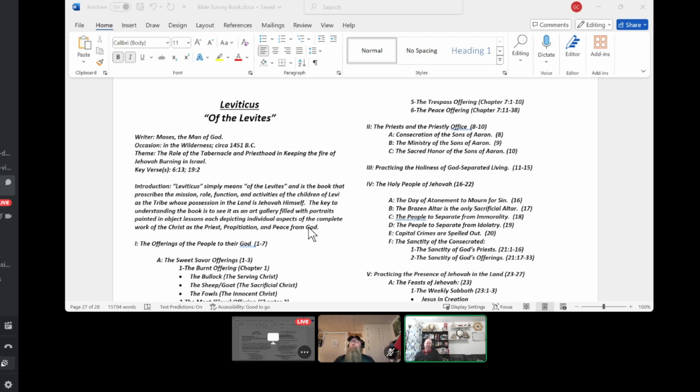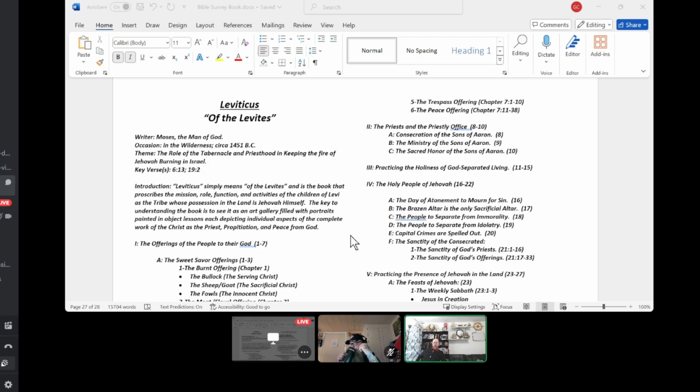Introduction. Leviticus simply means of the Levites and is the book that prescribes the mission, role, function, and activities of the children of Levi as the tribe whose possession in the land is Jehovah himself. All of the other tribes of Israel received a land portion as their possession, as their portion from the Lord. The Levites, aside from cities in every tribal possession where they would do their ministry, were told, your possession is Jehovah himself.